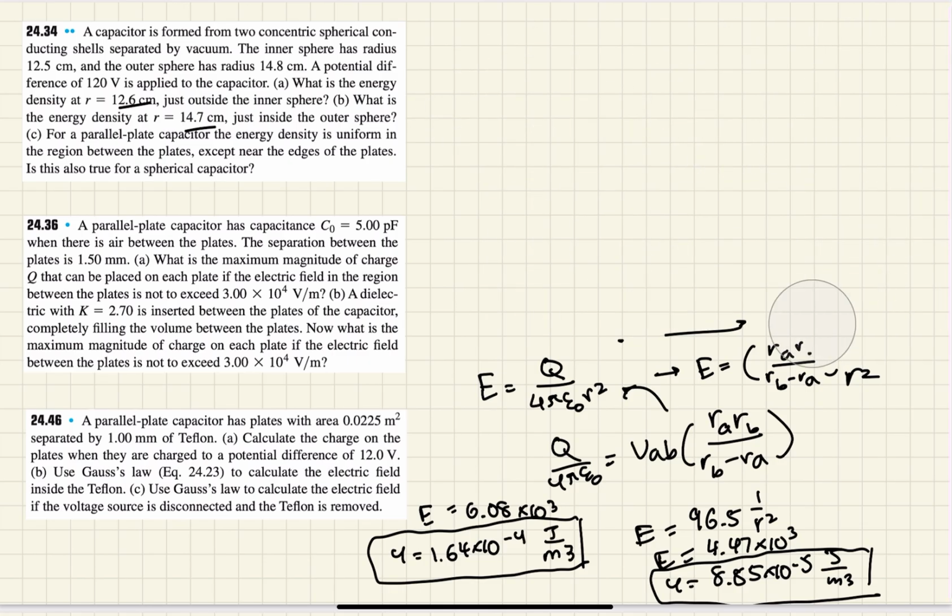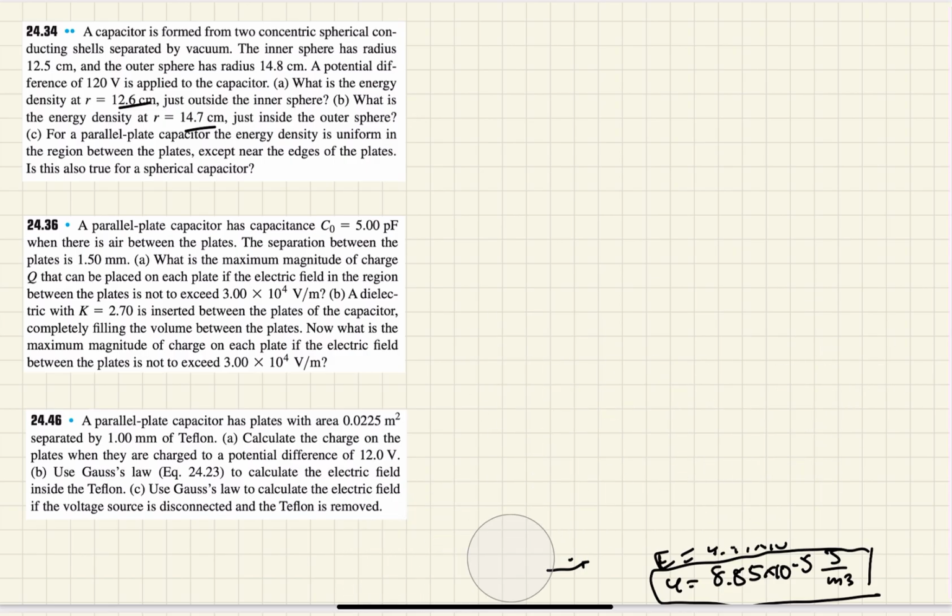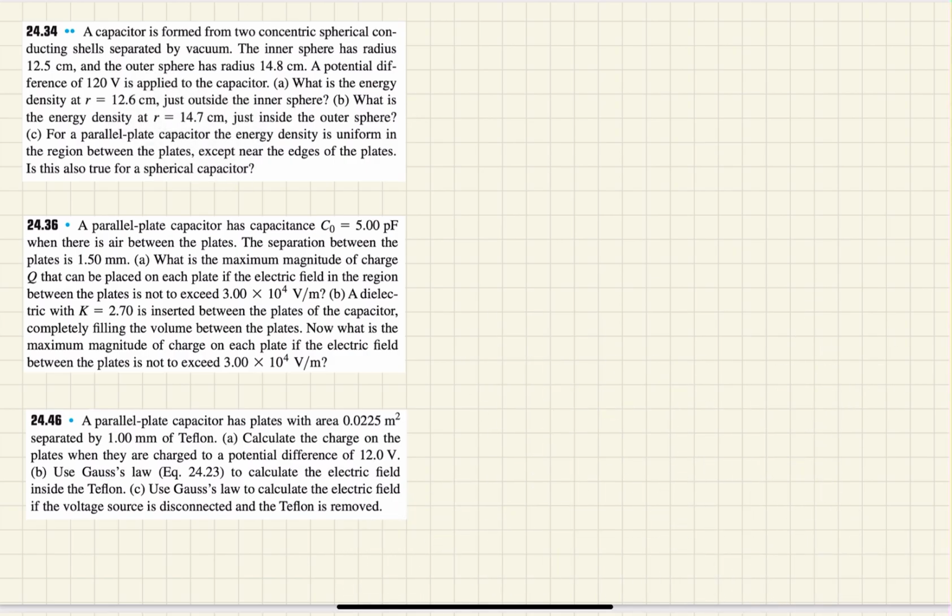All right, just 2 problems left. This next one is about dielectrics. And there is something I didn't mention about dielectrics, which I'll get to in this question. So you've got the capacitor without any dielectric, which has a capacitance of 5 picofarads when there's air. Air is just vacuum in this case. We treat it as vacuum. And the distance is 1.5 millimeters.